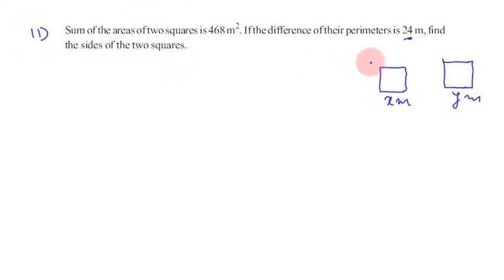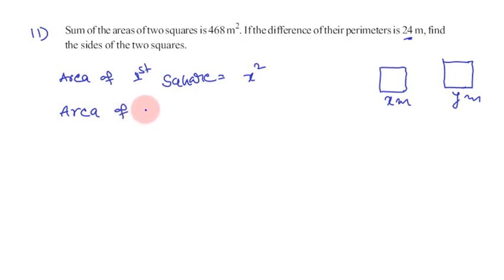Firstly, let us suppose two squares in which the side of the first square is x meters and the side of the second square is y meters. Now, firstly let us take the area of the first square. Area of the first square is x square, side into side. Then the area of the second square: again, area of a square is side into side, so the second square area is y square.